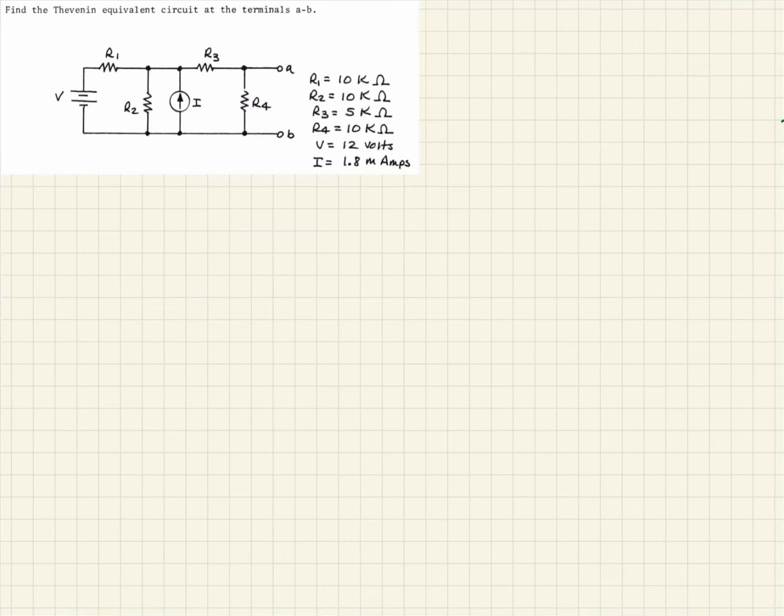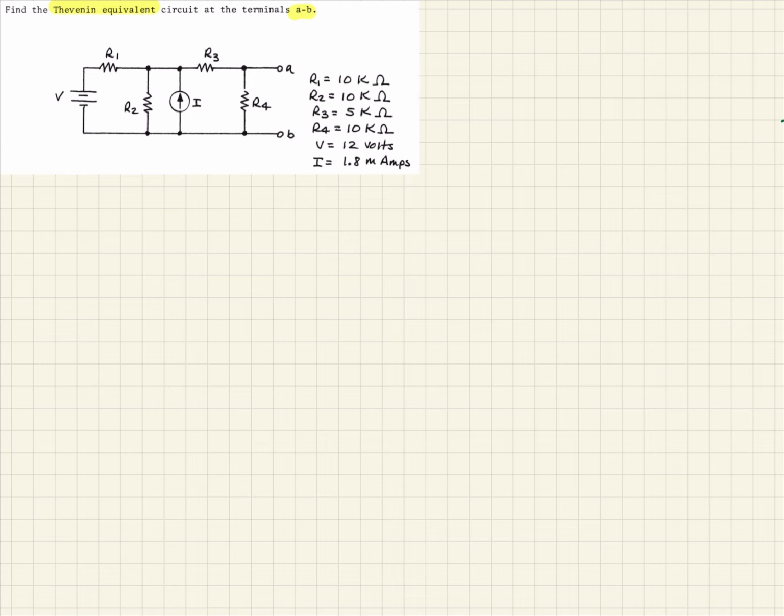So here we're given a fairly simple circuit that we're asked to find the Thevenin equivalent between terminals A and B. So there's A and B, and you can see that they have defined all of the components here, and so they're asking for us to determine what the Thevenin equivalent would be between those terminals. So let's see how we go about this.